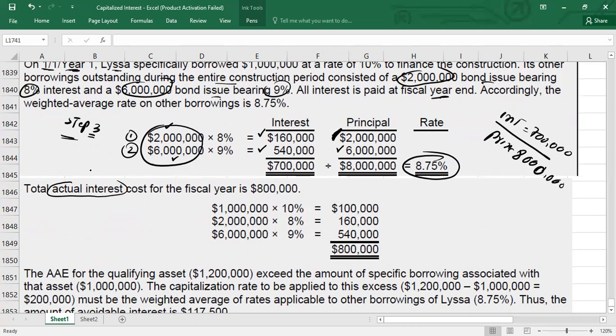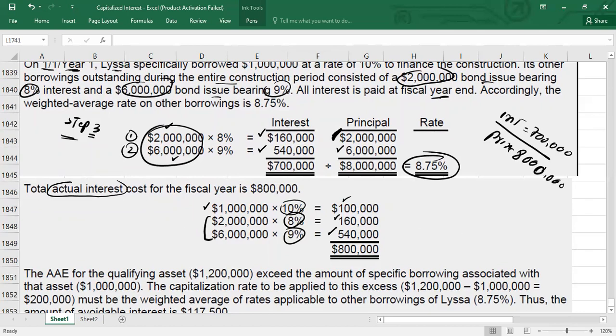Okay. So actual interest, how will you calculate? You need to put all your sources of finance. You have overall 3 sources of finance. You have a specific borrowing, which is 1 million times 10%. This is your actual interest cost. Then you have general borrowing. These are your two general borrowings: 2 million times 8%, 160, and 6 million times 9%, 540. You will get $800,000 total actual interest. This is step number 5.